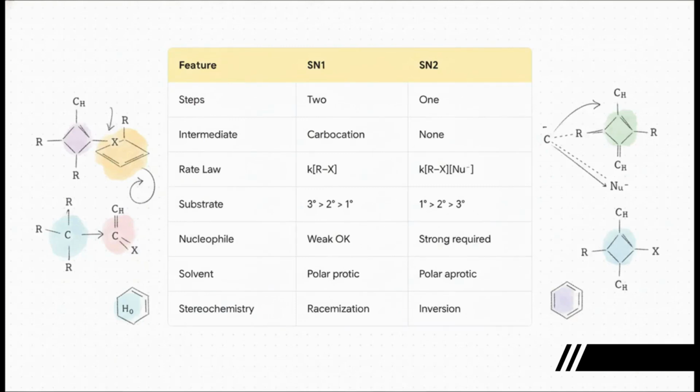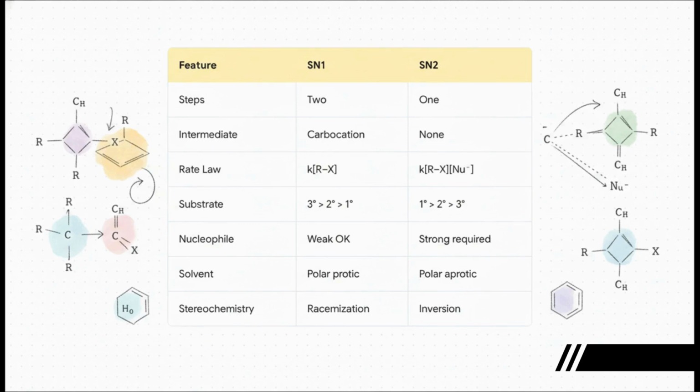Let's run through it. Steps: 2 for SN1, 1 for SN2. Intermediates: carbocation for SN1, none for SN2. The rate law depends on 1 thing for SN1, 2 things for SN2. Substrate preference: totally opposite. Nucleophile strength: SN1 is okay with weak ones, SN2 demands a strong one. Solvent: polar protic for SN1, polar aprotic for SN2. Stereochemistry: racemization for SN1, inversion for SN2. And the big one, rearrangement is only possible in SN1.